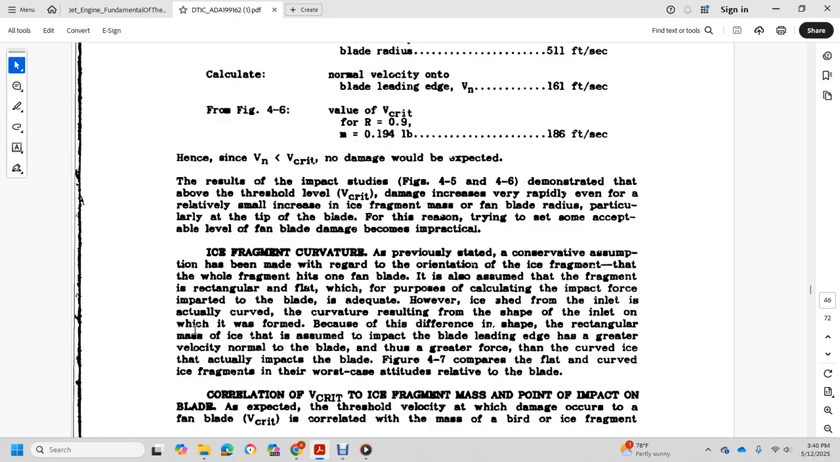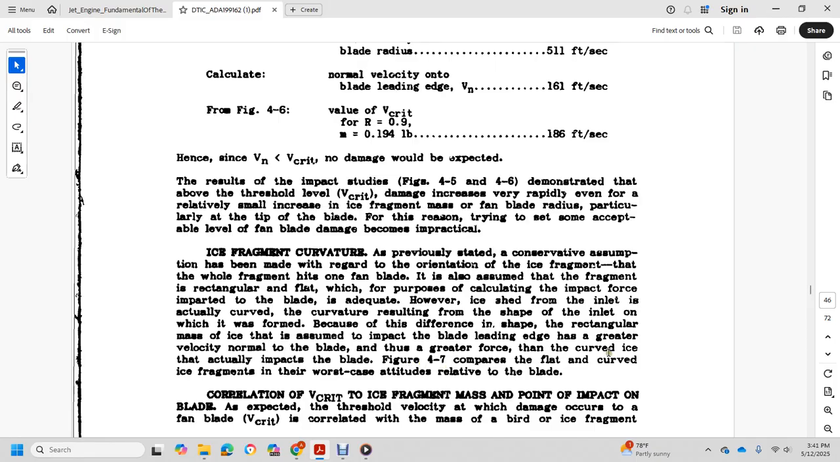Ice fragment curvature: as previously stated, a conservative assumption has been made regarding the orientation of the ice fragment. If the whole fragment hits one of the blades, assume the fragment is a rectangular flat, which for the purpose of calculating impact force on part of the blade is adequate. However, the ice shape in the inlet actually has curvature, which results in a shape different from the rectangular mass of ice. Assuming the impact on the blade leading edge is at greater velocity normal to the blade gives a greater force than the curved ice that actually impacts the blade.